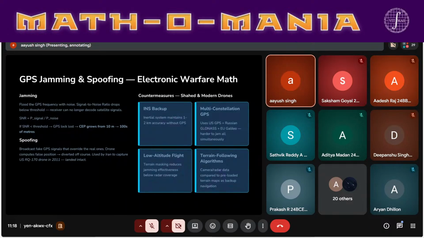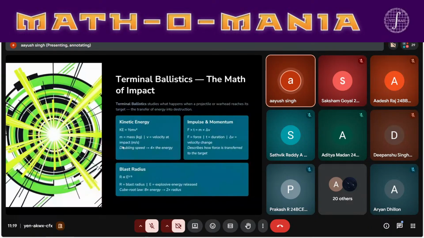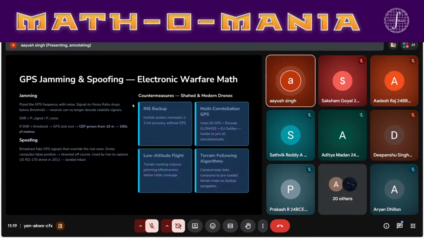Now, to prevent the jamming and spoofing of these weapons, which could result in a huge loss to the attacker country, we can take around four countermeasures.